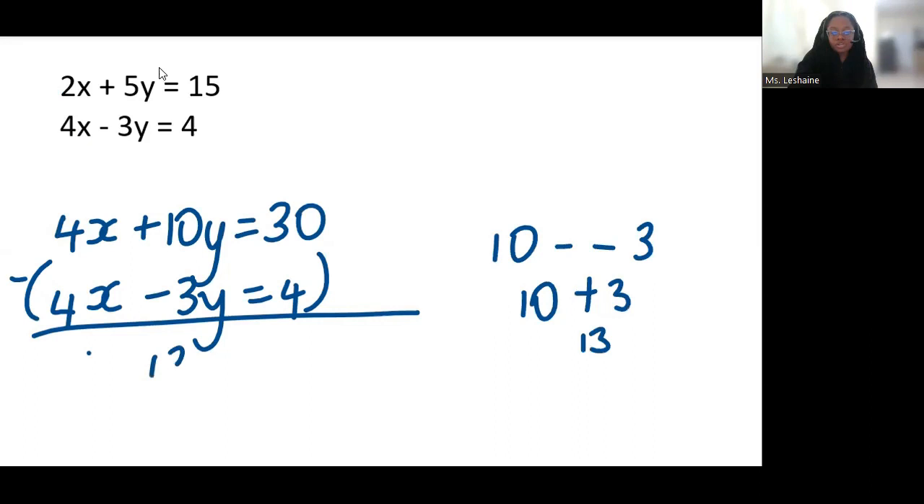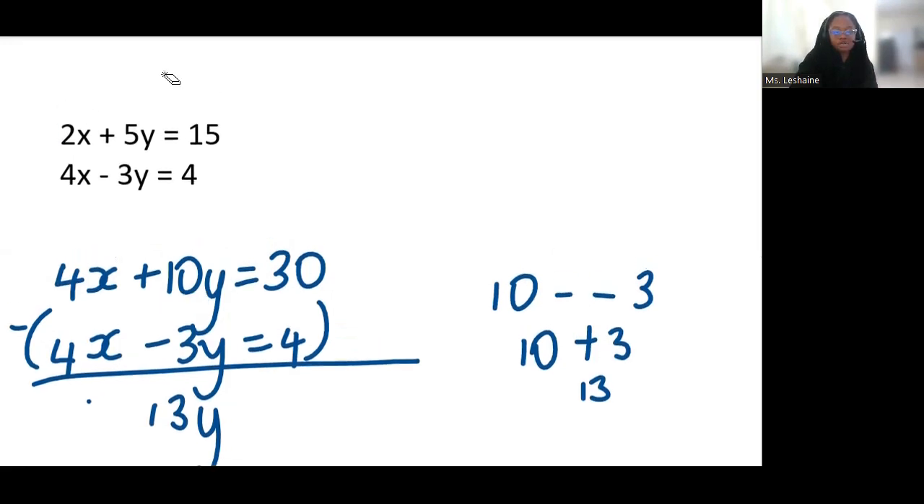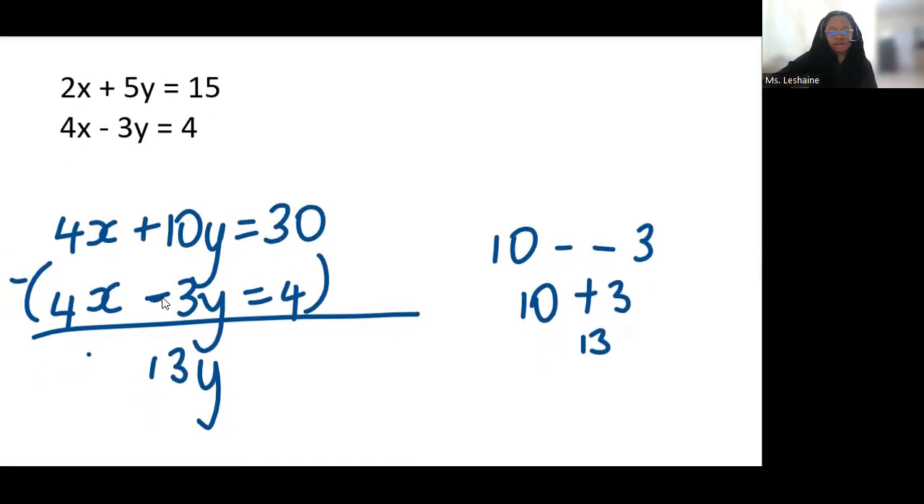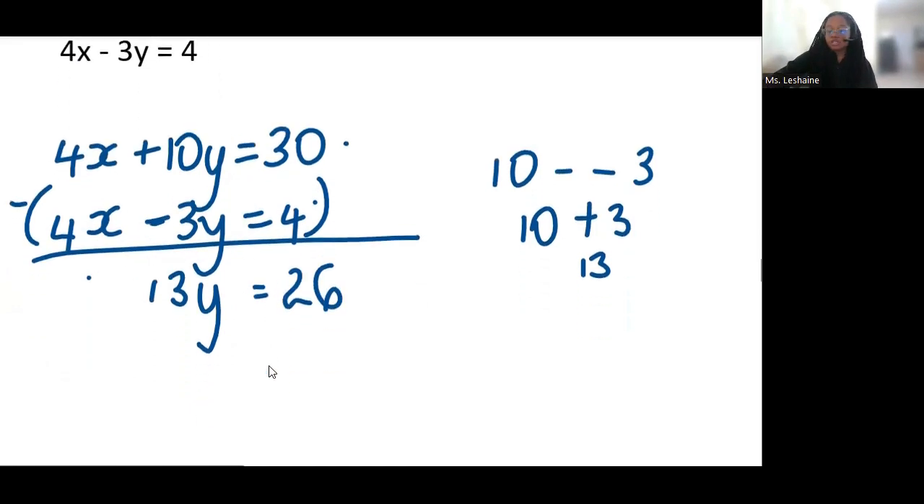So don't get confused when you see me put the 13y because you're seeing the 10 and the negative 3. No, it's not a 7. Because you have that minus on the outside, that affects the sign on the inside. So it's a 13. So 30 minus 4 is equal to 26. Now, if I have 13y is equal to 26, then y is equal to 26 divided by 13. y is now equal to 2.